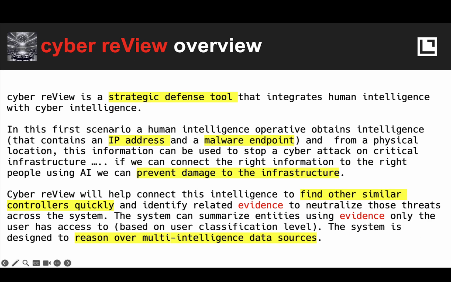So what is Cyber Review? It's a strategic defense tool that integrates human intelligence with cyber intelligence. So we're going to go through a scenario today which basically is a human intelligence story where we find a piece of intelligence and we want to understand how that intelligence relates to everything else we know about our infrastructure and other things that are happening in the region. And if we can figure this out, we can stop a cyber attack. We want to be able to find not just which machines were infected, but other machines that might also be infected as well. So I'll show you how we do that.